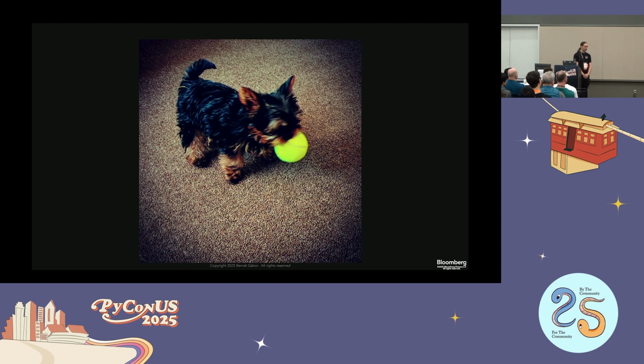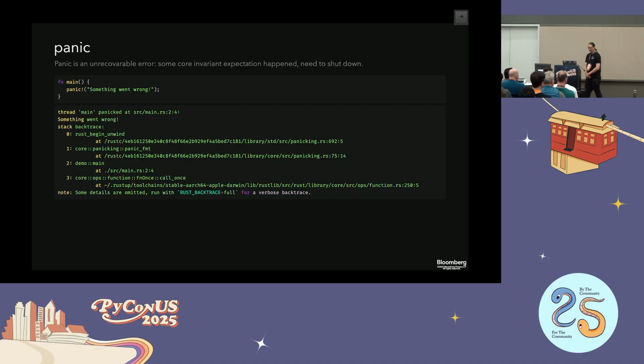Let's do a bit of Rust, because if I'm going to tell you how we can use Rust from Python, you actually need to be able to read Rust at the basic level. So let's do some core principles. Rust has this concept of panic. Why is it called panic? Because when this happens, not just the application, you're also going to panic.